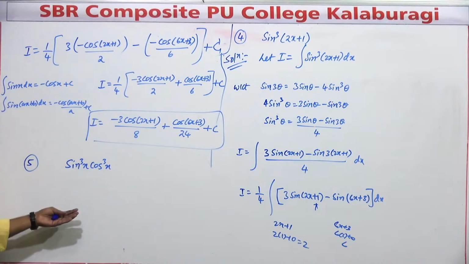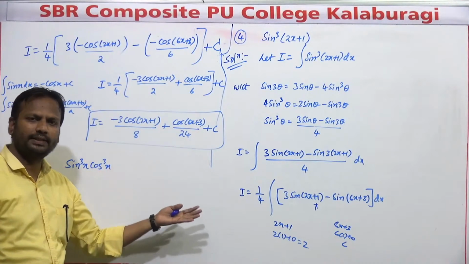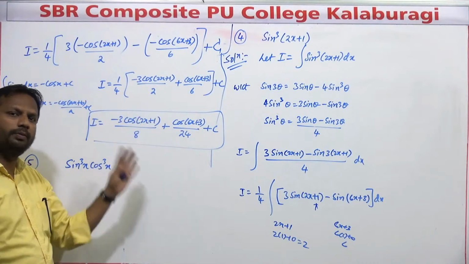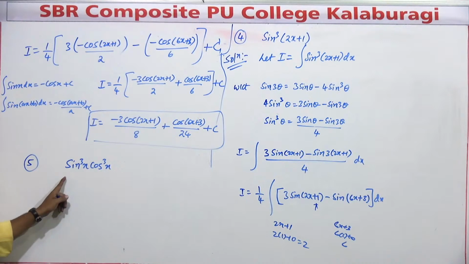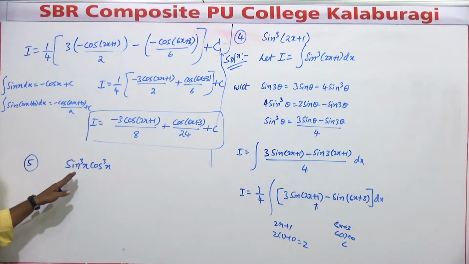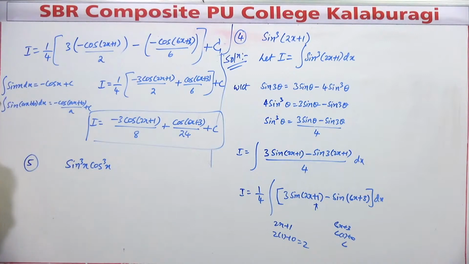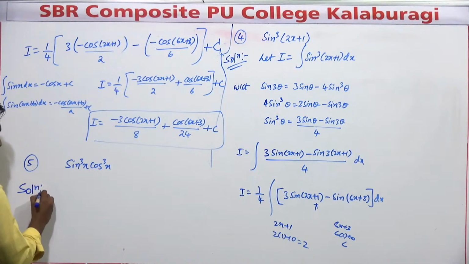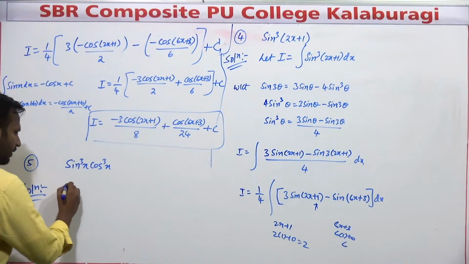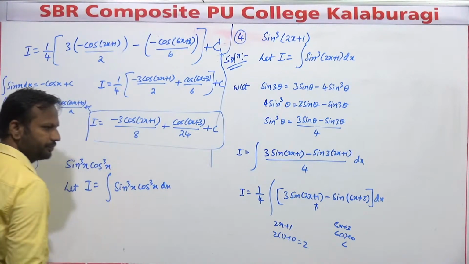So let me use the trigonometric identities. I did the third and fourth exercises using trigonometric identities, so let me use that one. You can solve with the help of the substitution method also. I told you now, you can integrate the given integrand in various methods and you will get various answers. Now let me use the trigonometric identities here. So whatever it may be, consider it as I equals the integral of sine cube x cos cube x dx.